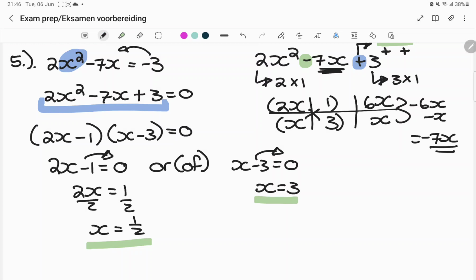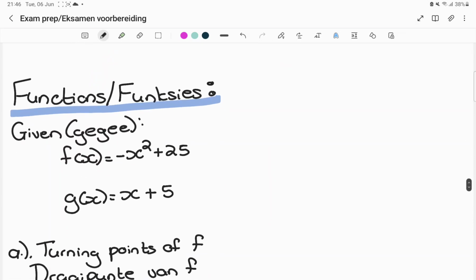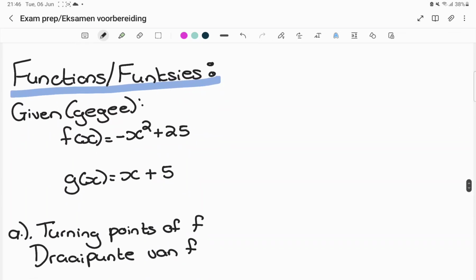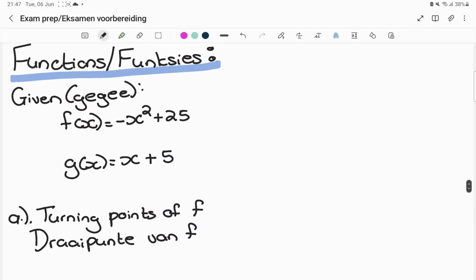Alright, that is that for solving for x. Now let's look at our function type of questions, ons funksietype vrae. So this is what I'm giving you. f of x is equal to minus x squared plus 25, and g of x is equal to x plus 5. Now the fact that I have here an x squared already tells me that this is going to be a parabola, or in Afrikaans, a parabool.